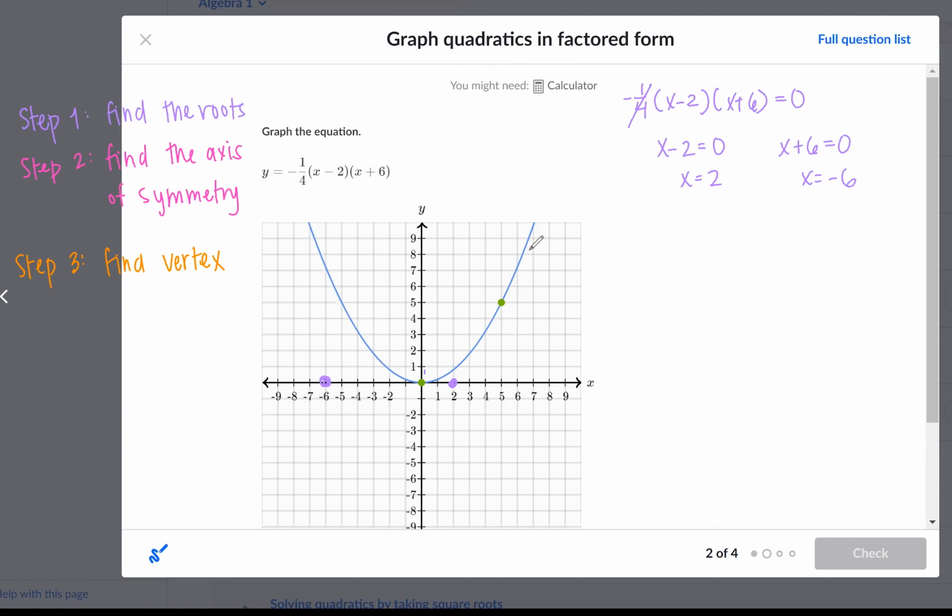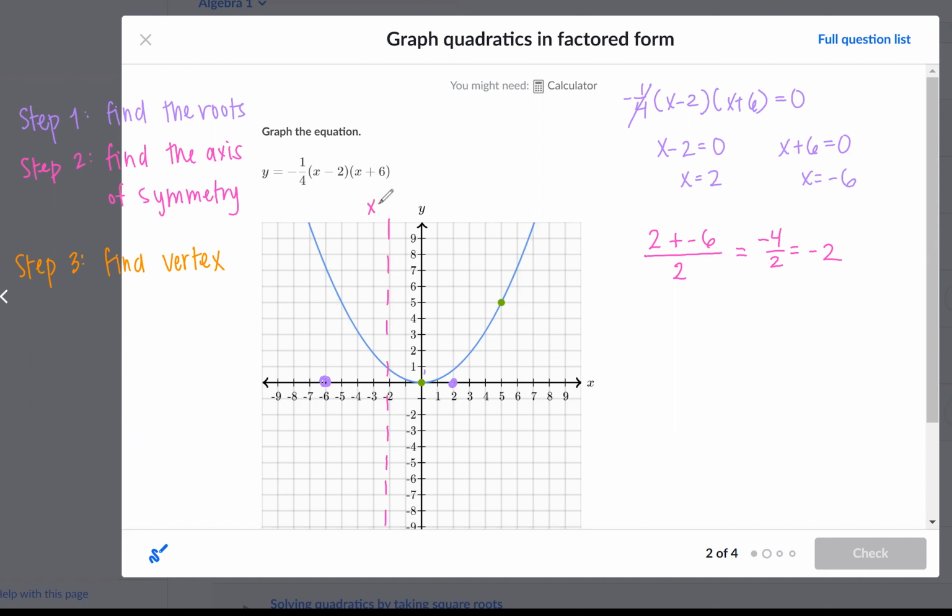So now step 2, find the axis of symmetry. The axis of symmetry is the middle of my parabola, which means I will find the middle by adding together the two x-intercepts and dividing by 2. 2 plus -6 will be -4 over 2, -2. So right down here is my axis of symmetry.